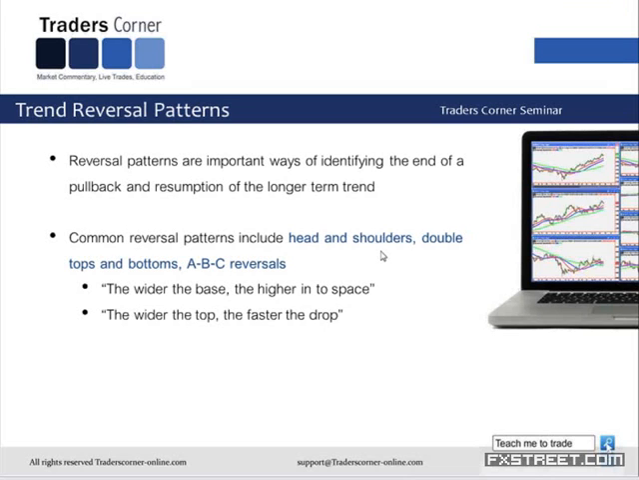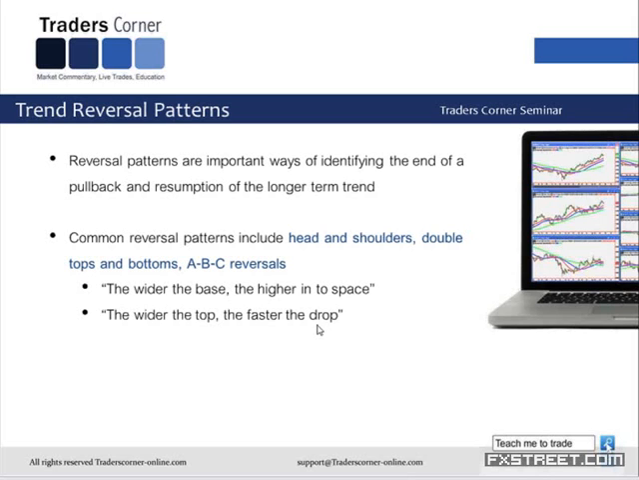Common reversal patterns include head and shoulders, double bottoms, ABC reversals. Ultimately, head and shoulders and double bottom are all versions of an ABC or a 1, 2, 3 reversal. The wider the base, the higher into space is the saying, or the wider the top, the faster the drop. Ultimately, what we're saying there is that the longer it takes for the 1, 2, 3 reversal to manifest itself, to create itself, the bigger the move you can expect.